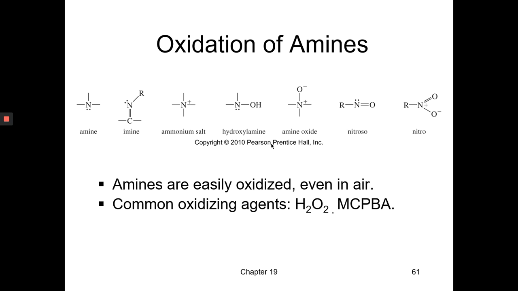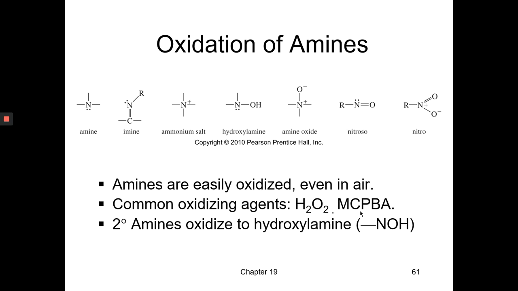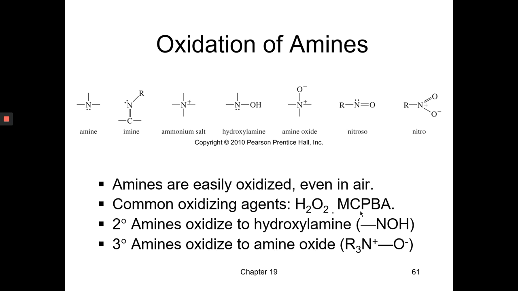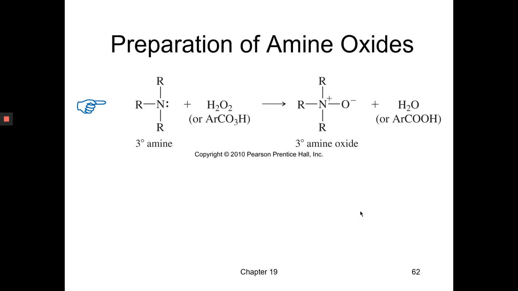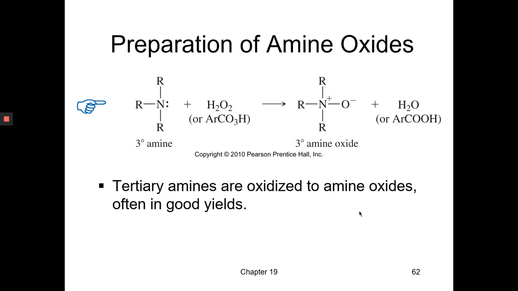Sometimes oxidation reactions are desirable, and when that's the case, common oxidizing agents include hydrogen peroxide and MCPBA. Secondary amines can be oxidized to hydroxylamine. Tertiary amines are oxidized to amine oxides. Okay, so here's an example of preparation of an amine oxide from a tertiary amine. Notice the nitrogen carries a plus charge and the oxygen carries a negative charge. This reaction takes place readily. It gives good yields.